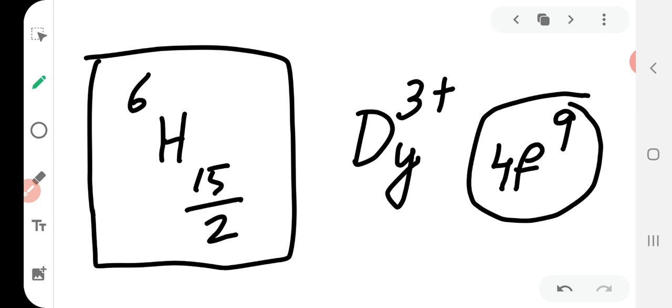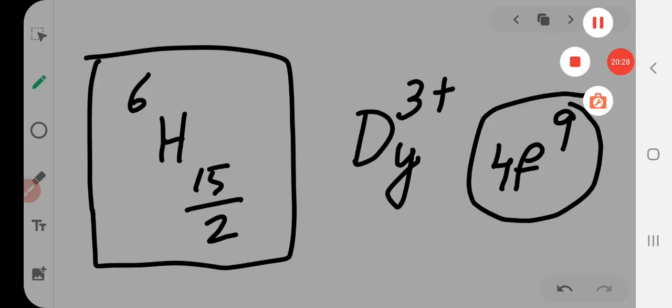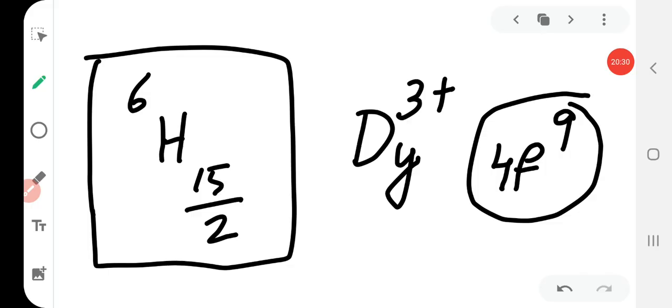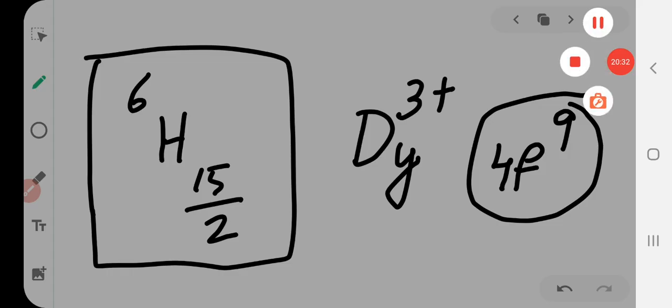This is how we can represent the ground state configuration of a magnetic ion using Hund's rules. So remember, this 6 is the spin multiplicity, H is the symbol, then 15 by 2 is the J value. Hope everyone understood about these rules and how to represent the configuration.